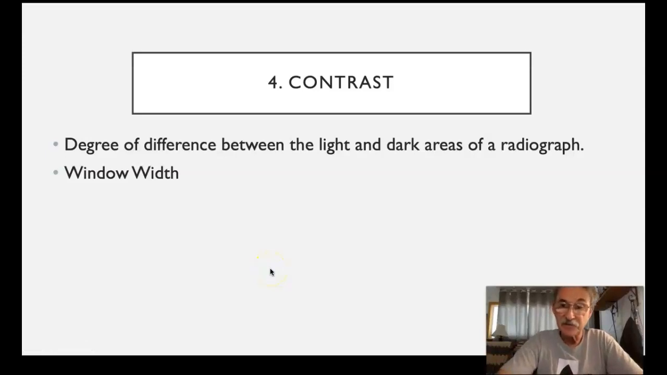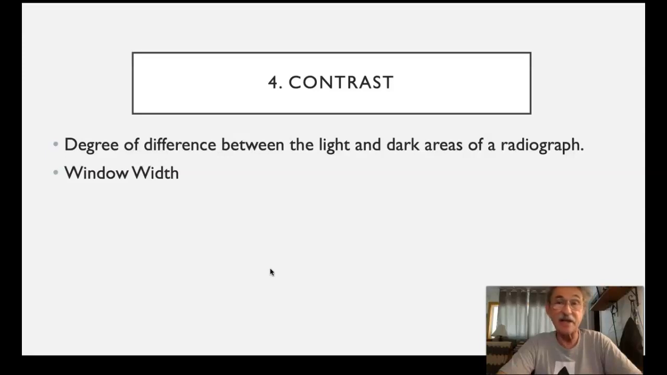Very good. I'm going to continue now with this topic, and we've gotten up to contrast. The definition of contrast is the degree of difference between light and dark areas on a radiograph. And contrast is quantified by the window width. Remember, we have two terms, window level and window width. Window width is the gray sections of the radiograph. That is not the brightness and the darkness. This light and dark, that is window level.